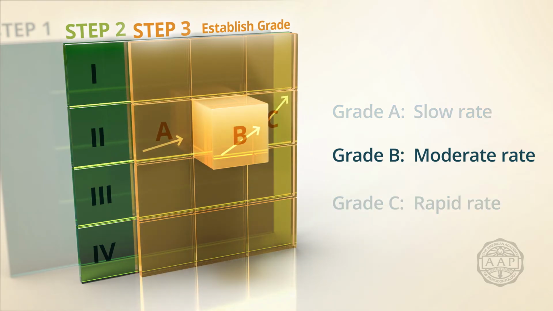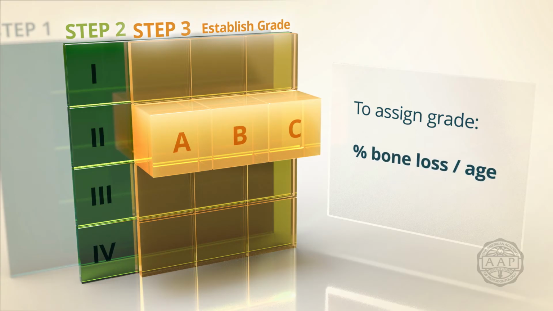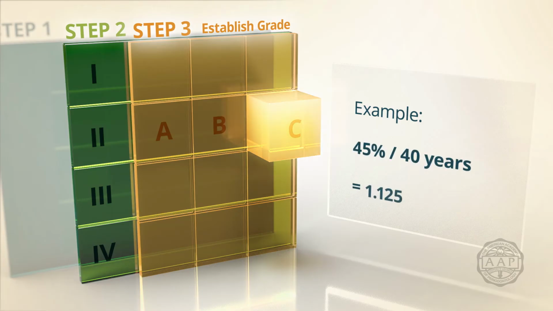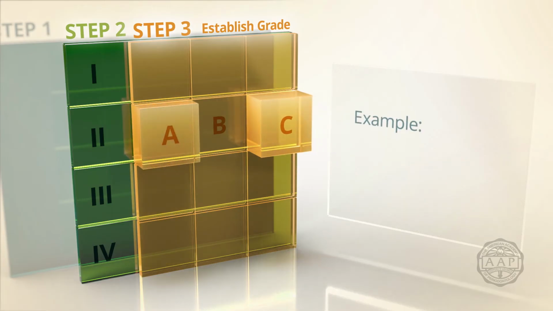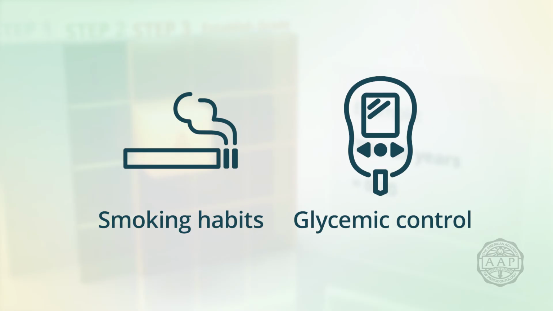You should assume a Grade B for patients unless their clinical history or risk profile indicates either a Grade A or a Grade C rate of progression. A practical approach to assign the grade is to use the ratio of percent of bone loss to patient's age at the most affected site. If the patient's ratio is greater than 1, then Grade C is assigned. In contrast, if the ratio is less than 0.25, then Grade A is assigned. In addition, you should assess grade modifiers such as smoking habits and glycemic control.